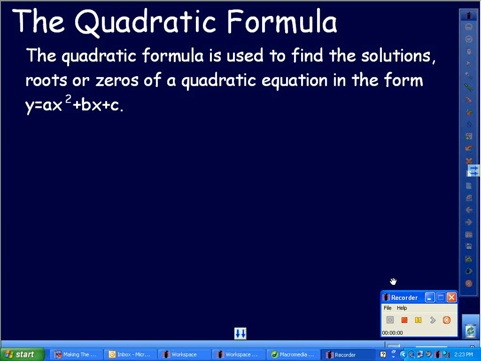Alright, so we're going to do the quadratic formula today. Quadratic formula is a way that we can solve quadratic equations, trinomials. It works for any trinomial, not like factoring, which only works for factorable trinomials. It is a three-termed polynomial, so it has an x squared, an x, and a constant. Okay, so it looks like ax squared plus bx plus c.